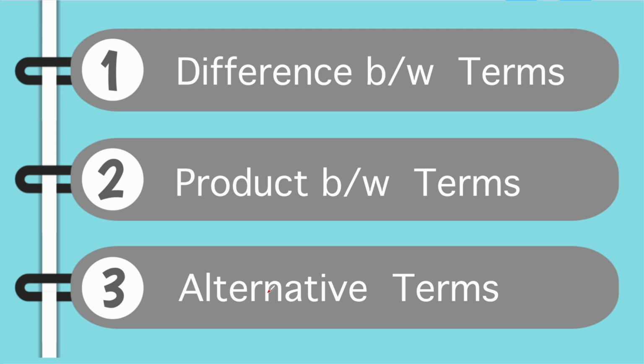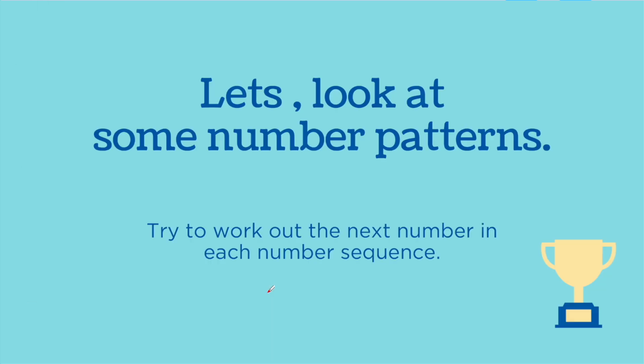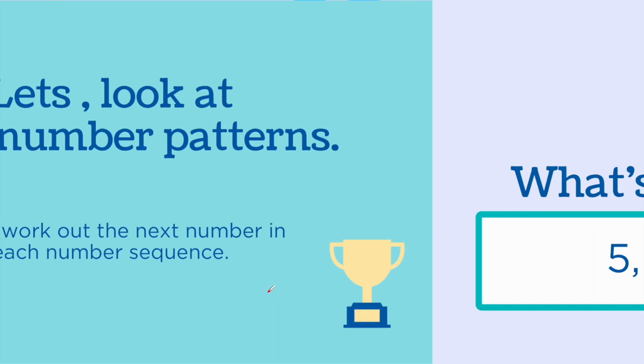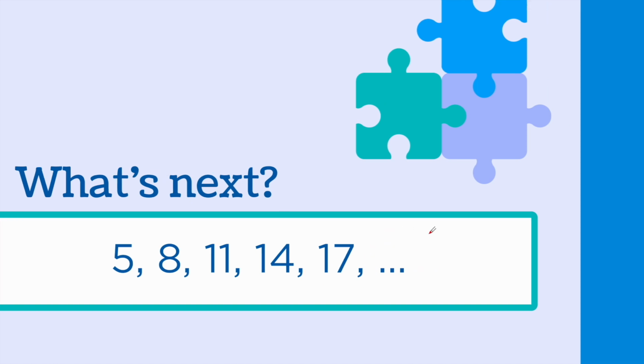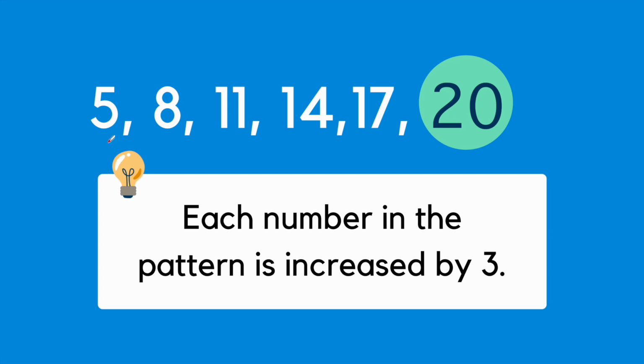Let's take one example and understand how we can tackle these pattern questions. Look at question 1 here: 5, 8, 11, 14, 17. What is the next term? To find the next term, observe 5, 8: there is an increase of 3. 8, 11: an increase of 3. 11 plus 3 is 14, 14 plus 3 is 17, and 17 plus 3 is your answer. So the answer choice must be equal to 20.